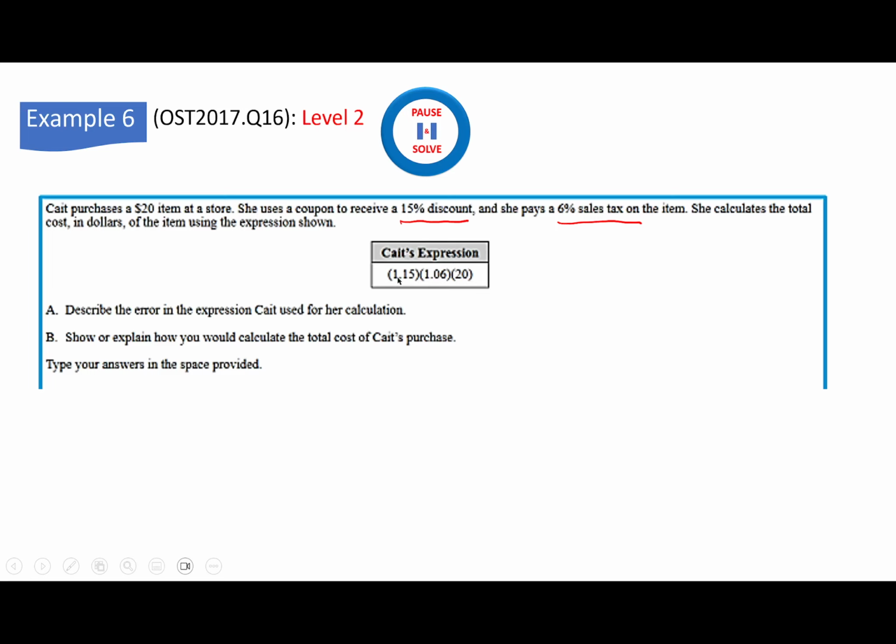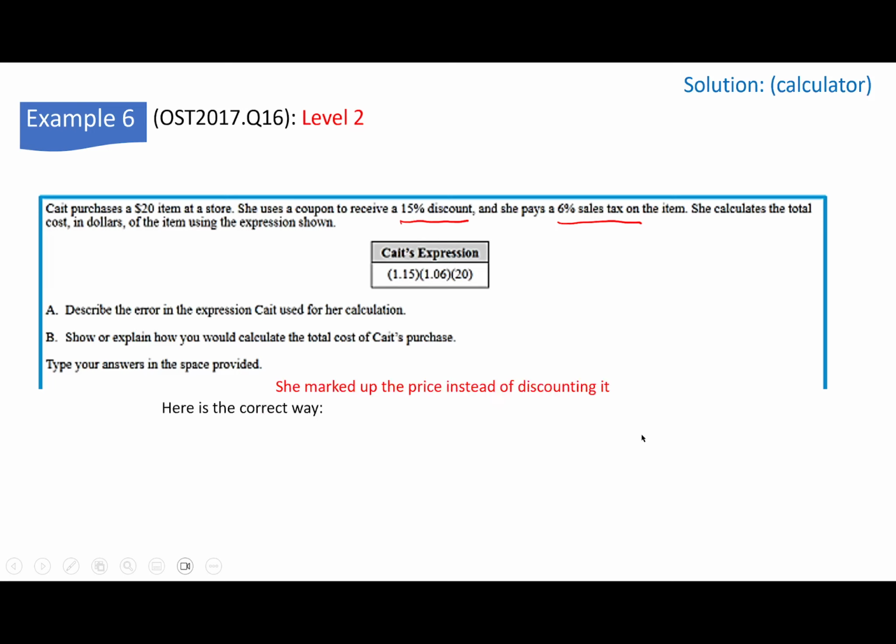So look what happened here. She did 1.15, so the discount, instead of subtracting it, she added it. That's the error. So she marked up the price instead of discounting it. Now here's the correct way. Cost after discount is 0.85, okay? The discount is 15, then 0.85, we subtract 1 minus 0.15. So you get $17.